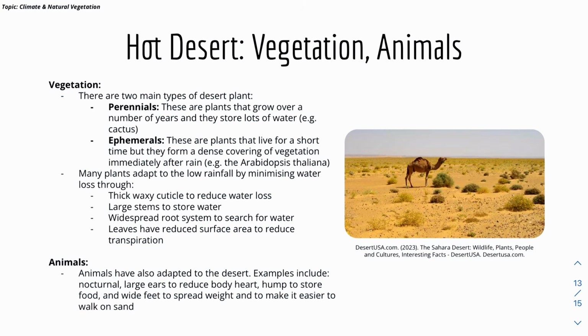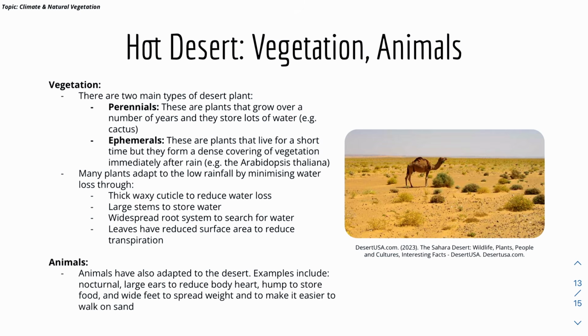And then we have more notes on the vegetation and animals in hot deserts. So there are two main types of desert plant. We have this first type right here, and these are plants that grow over a number of years and store a lot of water, for example cactus. Whereas the other type are plants that live for a short period of time, but they form a dense covering of vegetation immediately after the rain. And as I mentioned, in the rainforest where plants adapt, they also adapt in deserts, where they have to adapt to the low rainfall to minimize water loss.